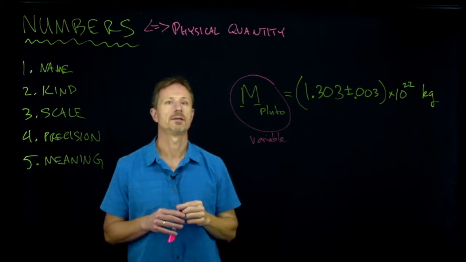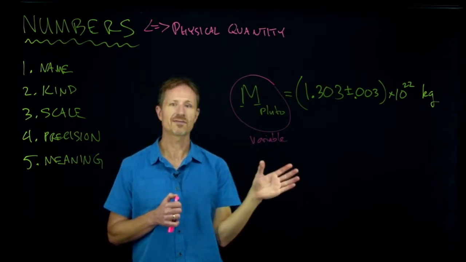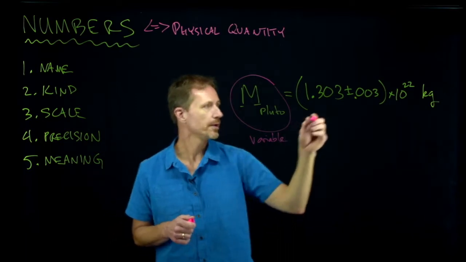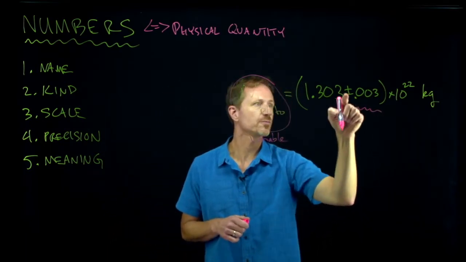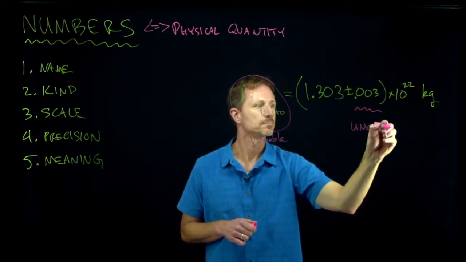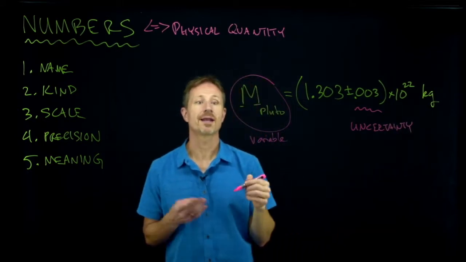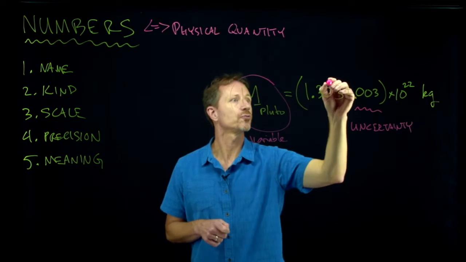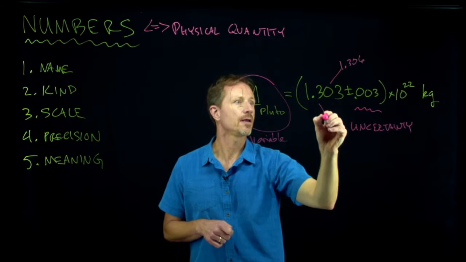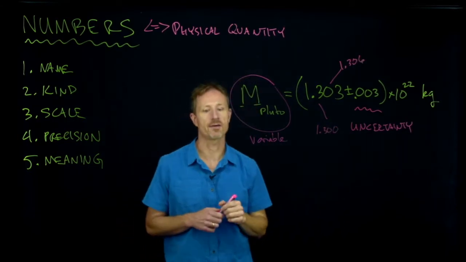And that's clear labeling. It communicates a lot fairly compactly, and it helps me remember what this quantity means, so I don't have to keep reminding myself or figuring it out or looking it up. This part here, plus or minus 0.003, is called the uncertainty. It says that the real exact value that I can't possibly know is somewhere between this plus this, 1.306, and this minus this, 1.300. And that's all the information I have.